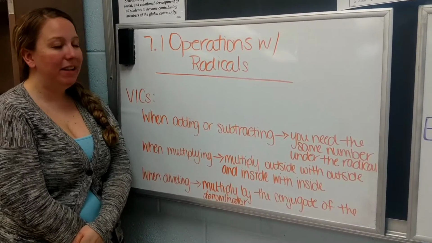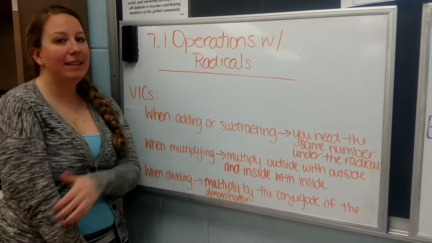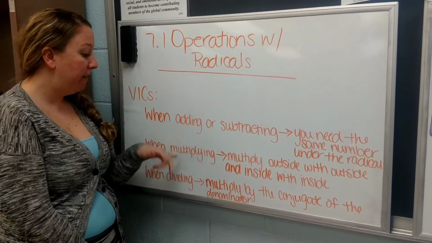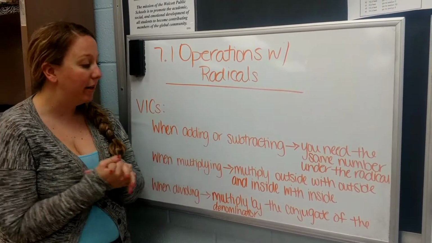We're going to talk about operations with radicals, so adding, subtracting, multiplying, and dividing, and it's section 7.1 in your book if you want to refer back to that. So you have 3 VICs, one for each operation that we're going to talk about.